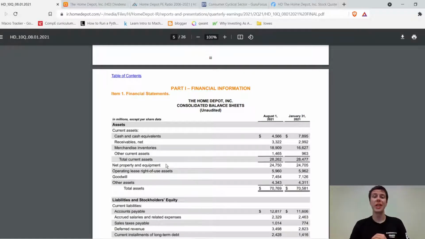So first we're just going to look at the 10Q report from Q2 of 2021, and these numbers are basically as of August 1st, 2021. So that basically means that this report came out sometime within the last month, I believe.